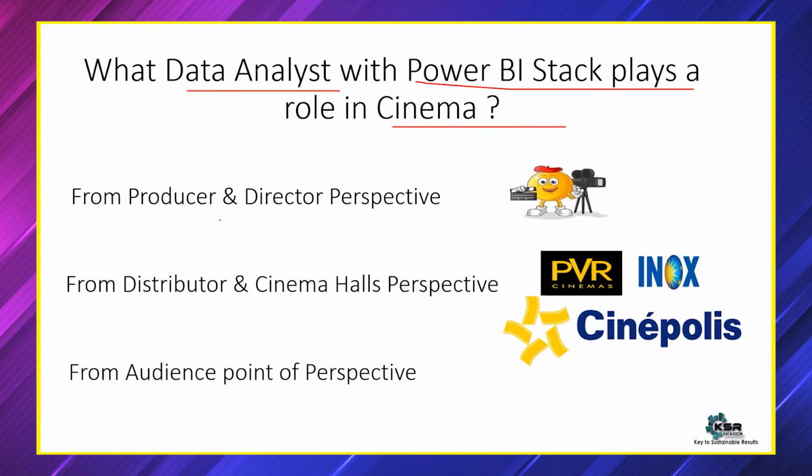So, the producer and director perspective: if a director or producer is trying to direct or produce a specific movie, they will first analyze where this movie will run, what amount they need to invest, and what revenue they will generate. Now, the distributor and cinema hall perspective: any movie chain, might be PVR, Inox, Cinepolis, or any local cinema hall, will first analyze who the actor in that movie is and what amount they would generate. Depending on that, they will give screen time and decide the number of screens where the cinema hall owners will place that movie.